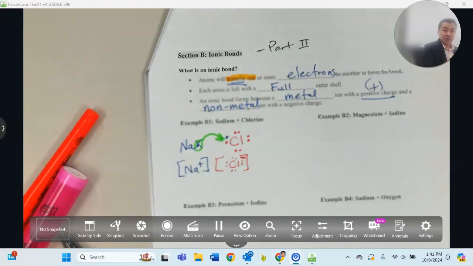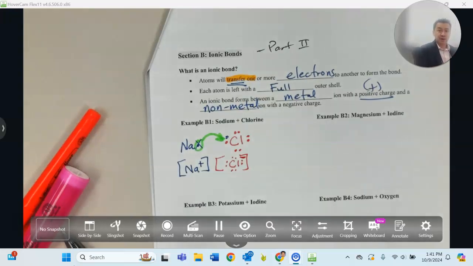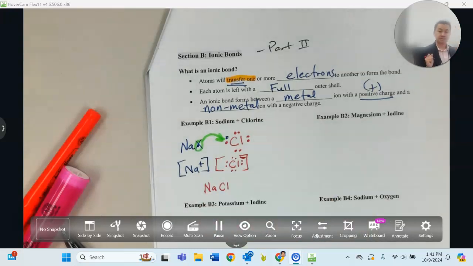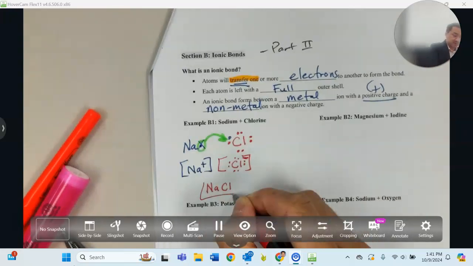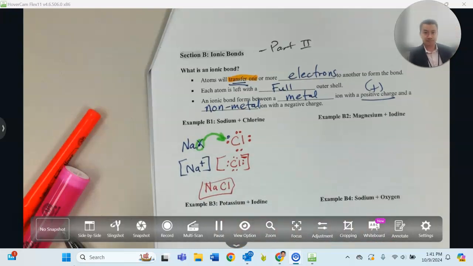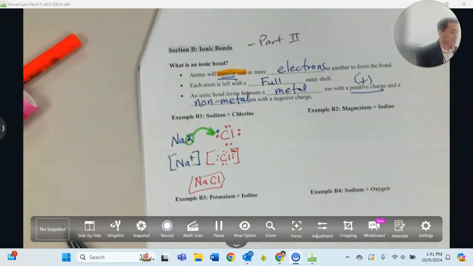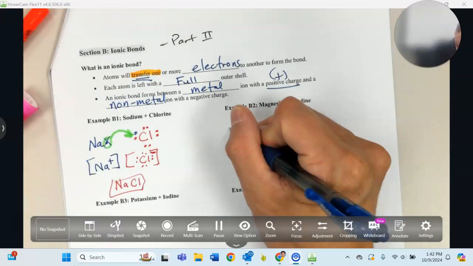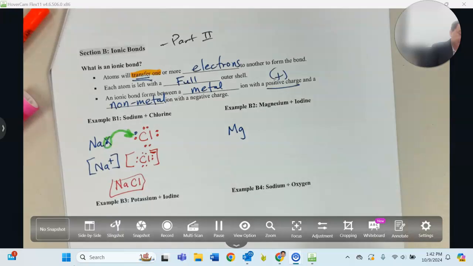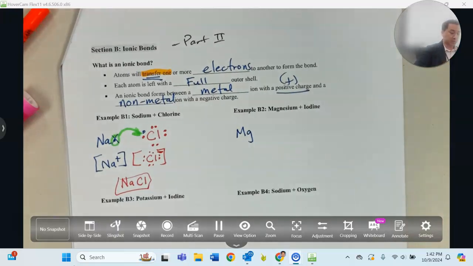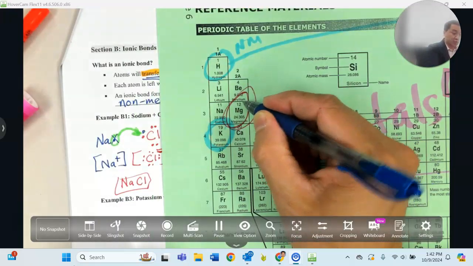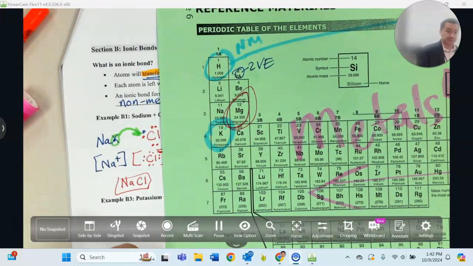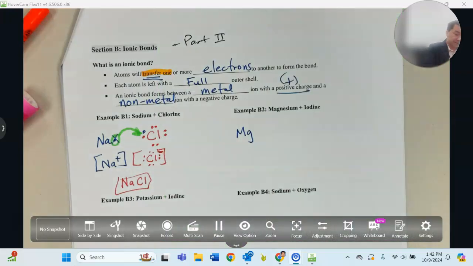And so we have 1 chlorine bonding with 1 sodium, so our formula is NaCl. Okay, that's the formula. Sodium chloride. Okay, so far it's pretty basic. Then here, example 2, magnesium, Mg. It's in group 2. Remember, group 2 has 2 valence electrons. All right? So we have 2 dots.